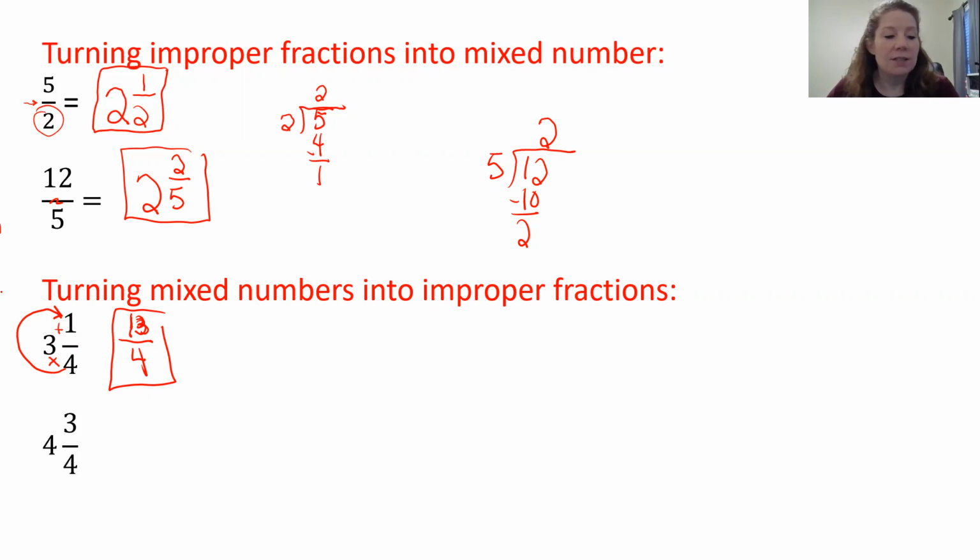Let's try another one. 4 3/4. We're going to go around the world. First we multiply, then we add. So 4 times 4 is 16 plus 3 is 19/4. So 4 3/4 is the same thing as 19/4.